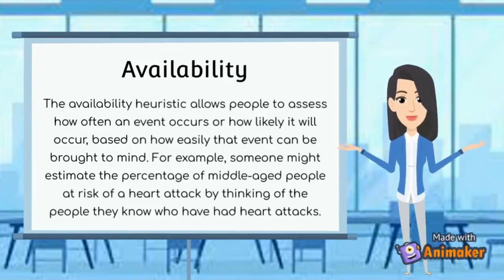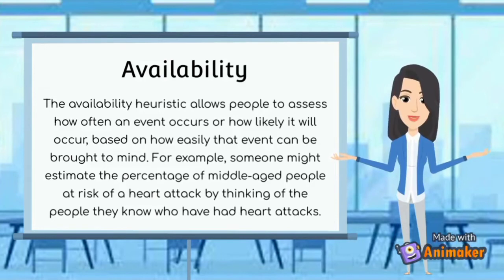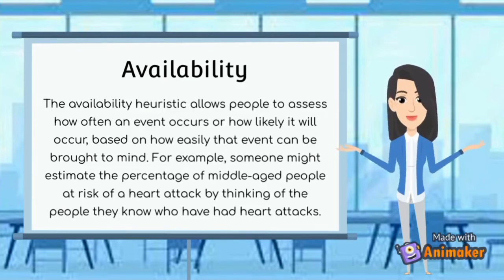The last one is availability. The availability heuristic allows people to assess how often an event occurs, or how likely it will occur, based on how easily that event can be brought to mind. For example, someone might estimate the percentage of middle-aged people at risk of a heart attack by thinking of the people they know who have had heart attacks.